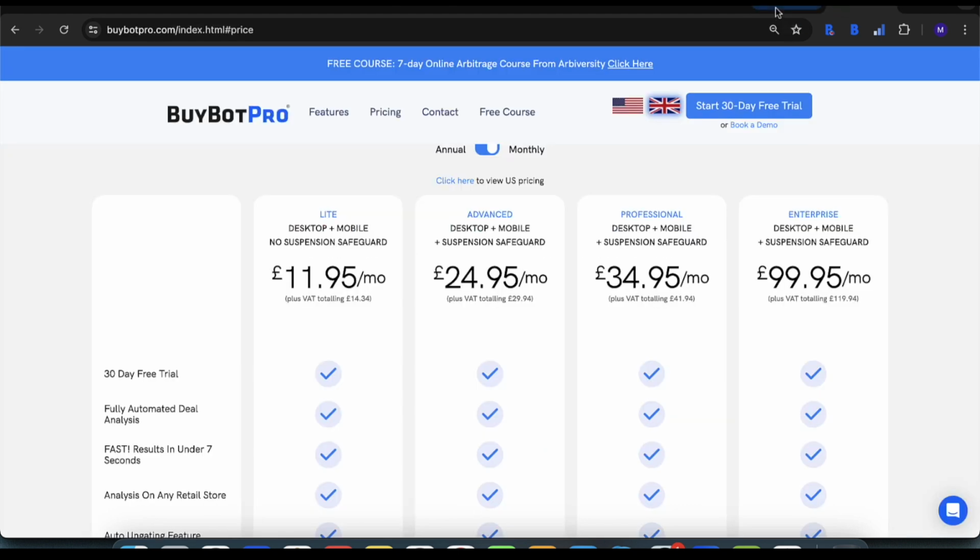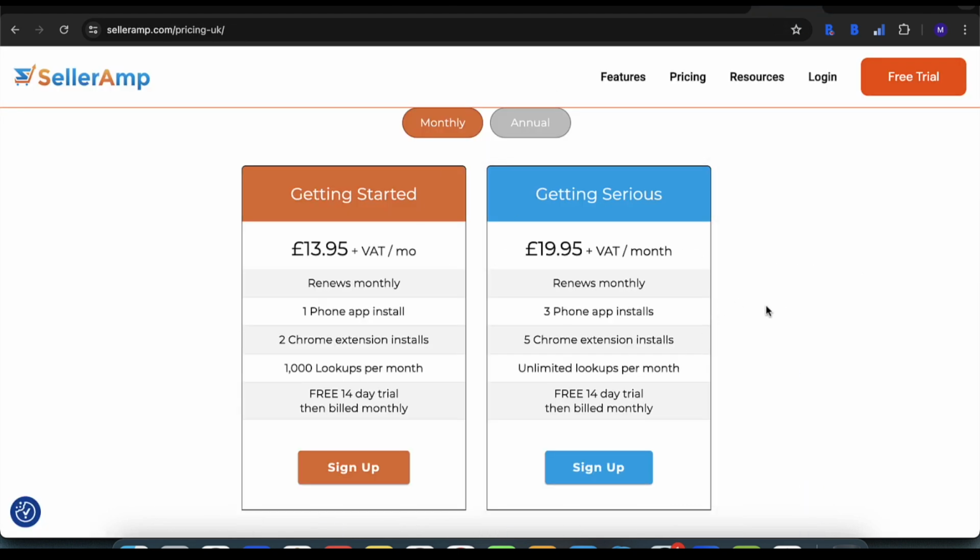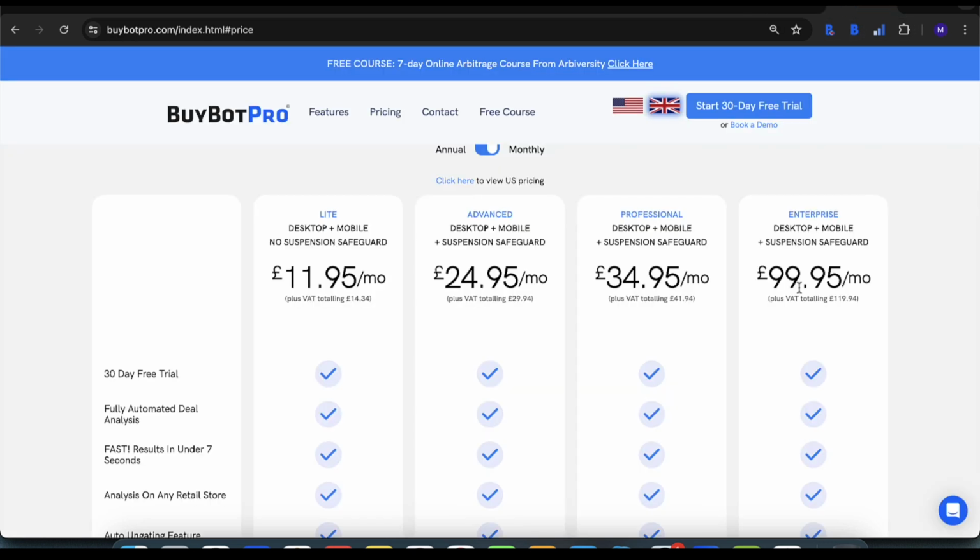And so we're going to be looking at the price plans that SellerAmp present and what's included in those price plans, and then also the same thing for BuyBotPro. If you're not getting everything that you need to do a proper and thorough analysis and everything that you also need to help you out with your Amazon business as well, then there's literally no point in signing up.